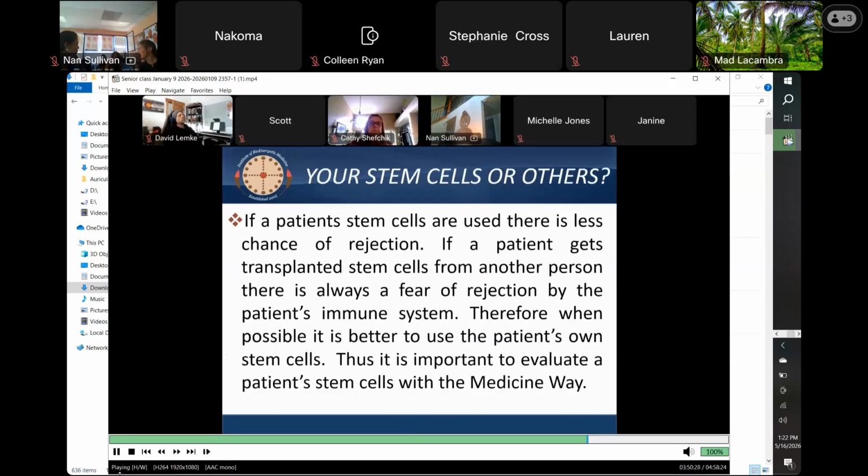If a patient's stem cells are used, there is less chance of rejection. If a patient gets transplanted stem cells from another person, there's always a fear of rejection by the patient's immune system. Therefore, when possible, it's better to use the patient's own stem cells. Thus, it is important to evaluate a patient's stem cells with the Medicine Way.